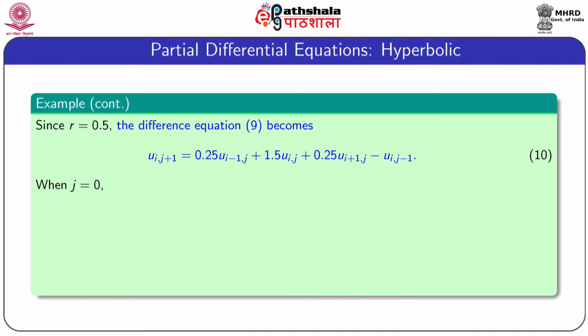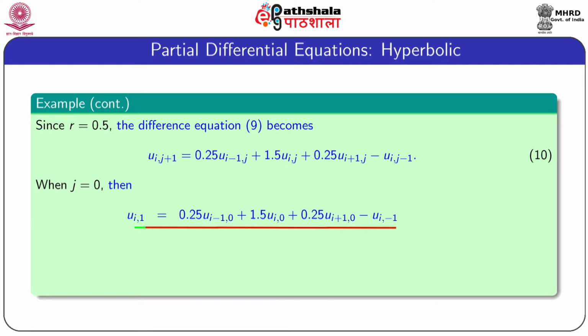When j equal to 0, then from equation 10 we have u(i, 1) equal to 0.25 u(i-1, 0) plus 1.5 into u(i, 0) plus 0.25 into u(i+1, 0) minus u(i, -1). The value of u(i, -1) is unknown, but its value is determined from the initial condition for derivative, and that value is nothing but u(i, 1).